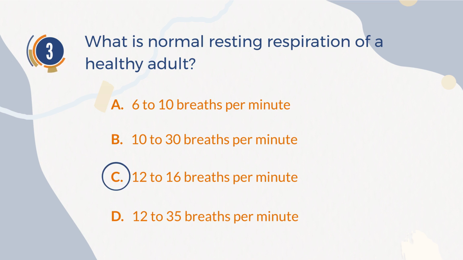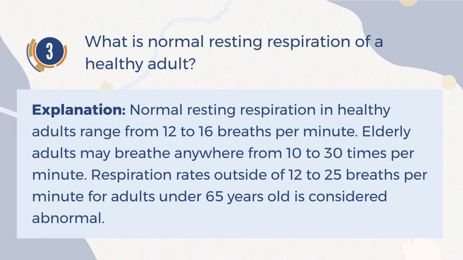12 to 16 breaths per minute. Explanation. Normal resting respiration in healthy adults ranges from 12 to 16 breaths per minute. Elderly adults may breathe anywhere from 10 to 30 times per minute. Respiration rates outside of 12 to 25 breaths per minute for adults under 65 years old is considered abnormal.